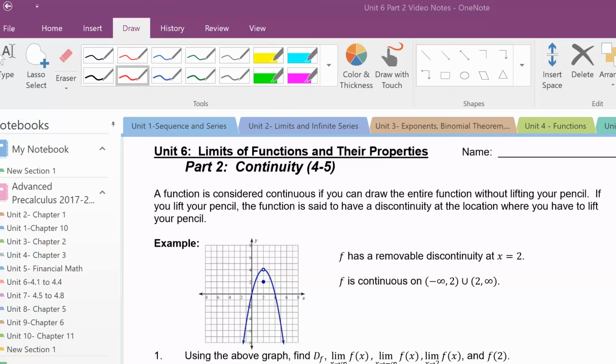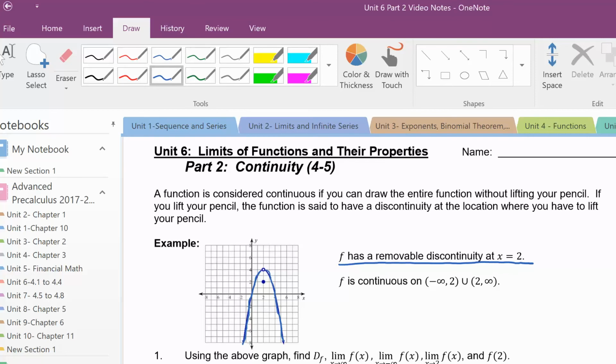So, a function is considered continuous if when you draw the graph, you do not pick up your pencil. So for example, here, if you notice, I'm drawing the graph, but then I have to pick up my pencil to go to this point and then continue on. So this function is not continuous at that point at which I have to pick up my pencil. So that's why it is not continuous at 2.